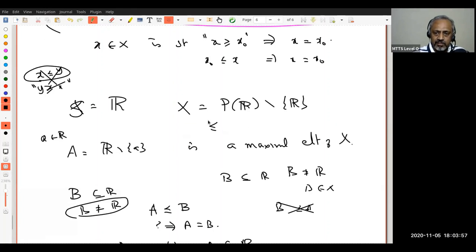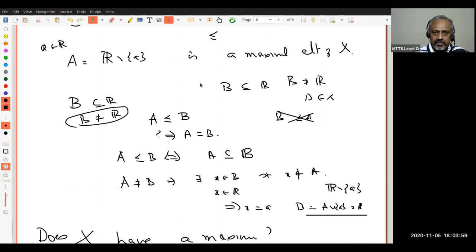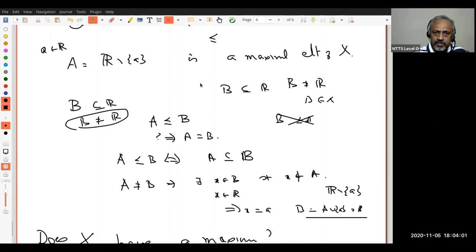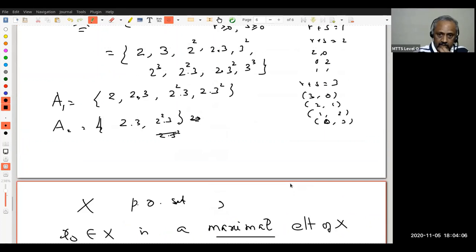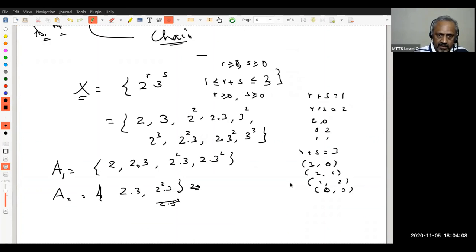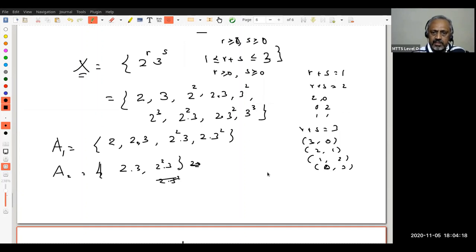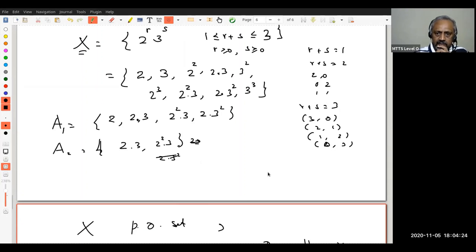uncountably many maximal elements. And let's go back to this example. Now you can see, in this set, with this I will stop. In this set, how many elements are there? These are the elements 1, 2, 3, 4, 5, 6, 7, 8, 9. I hope this is correct. Now there are maximal elements which are not maximum. Do you see that? There should also be 2 cubed.